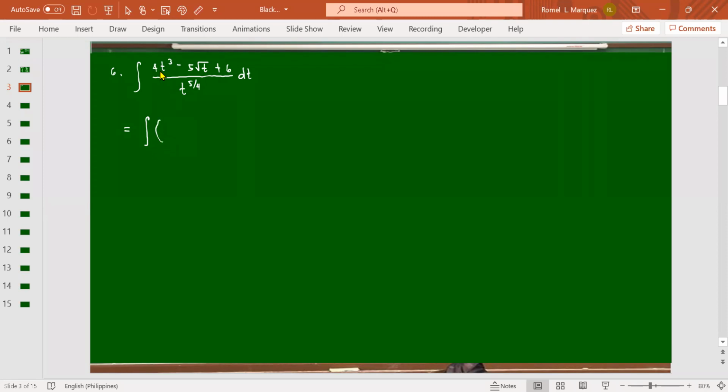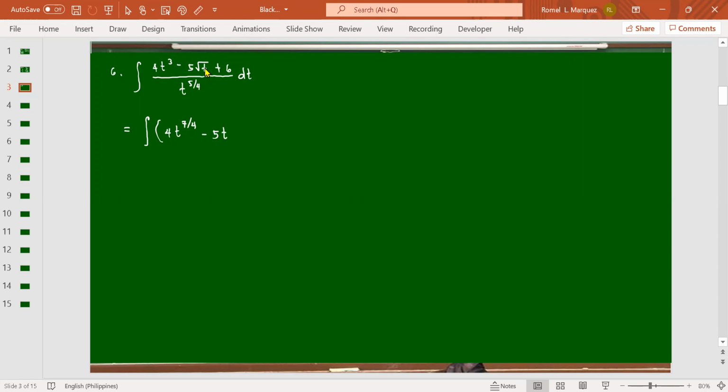So what is 4t cubed over t to the 5 over 4? So we subtract exponent. Same base, subtract exponent when dividing. So 3 minus 5 divided by 4, that is what? 7 over 4. So times 4. 4t to the 7 over 4, no? So times 4 here.